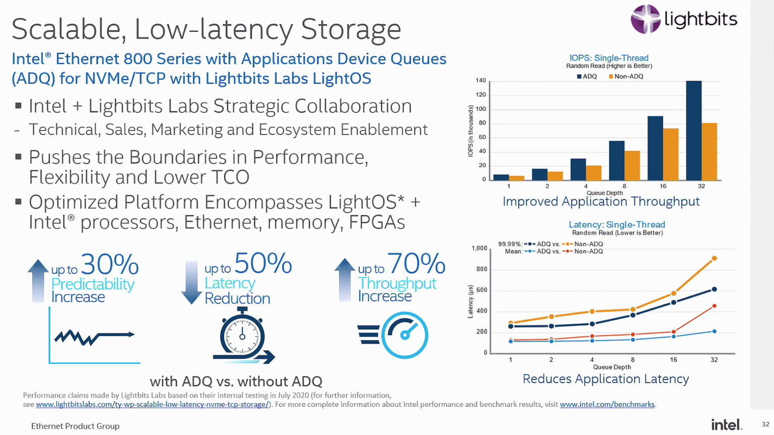On the bottom chart, we're showing the latency data. We're showing two latencies. One is the average latency with ADQ and without ADQ, and we're also showing the 99.99 percentile latency, ADQ versus non-ADQ. You can see those significant differences between ADQ and non-ADQ workloads. So overall, we are seeing over 30% predictability improvement, 50% improvement of the latency, and 70% improvement of the total throughput. For more data, you can refer to the white paper at the link on this slide.